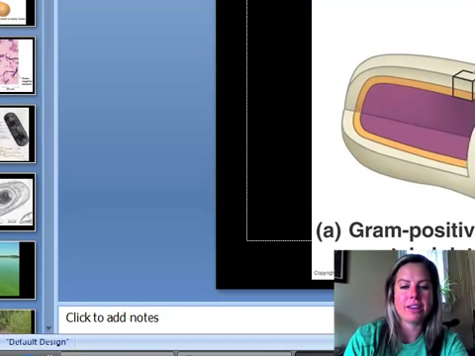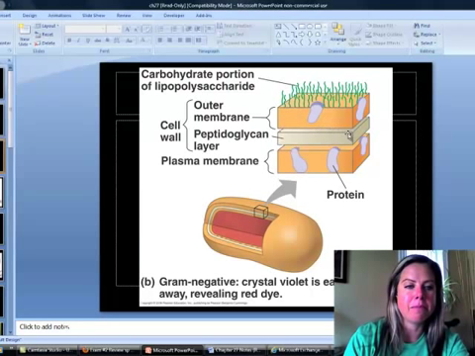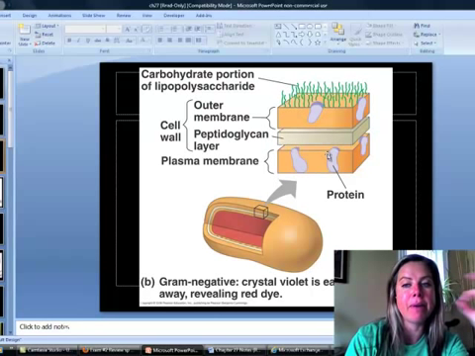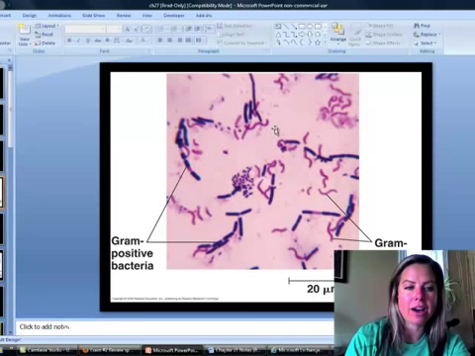So you can see in this picture, I'm showing you gram-positive bacteria. And gram-positive bacteria is going to have a very thick, very simple cell wall. Now, if you compare that to gram-negative bacteria, you can see the white part is very thin, right? And so gram-negative bacteria is going to have a thin cell wall, but the whole outer layer is a lot more complex.